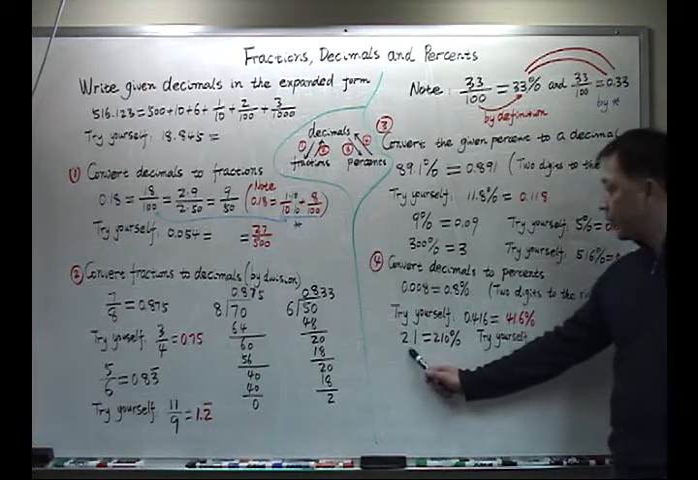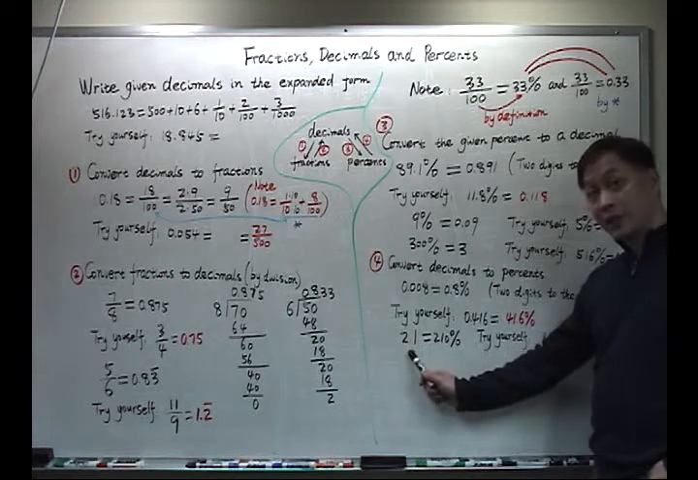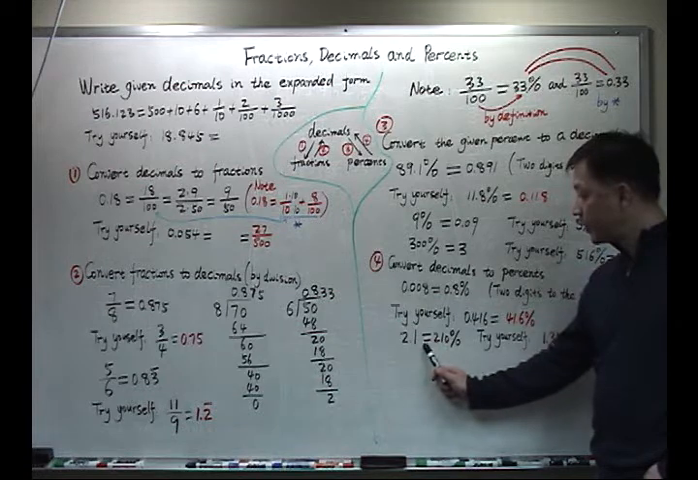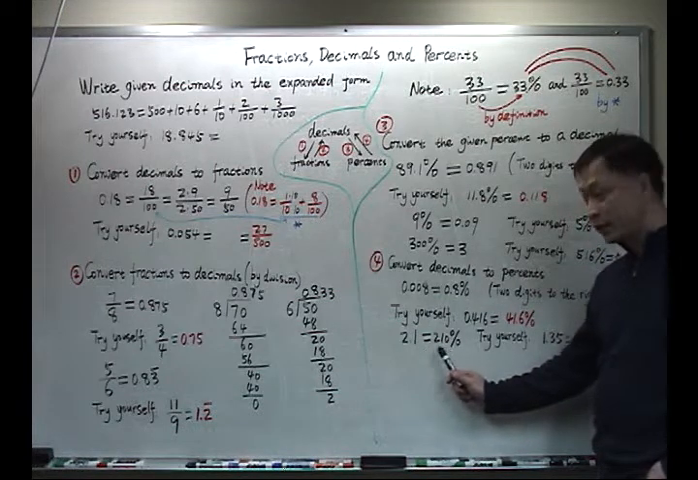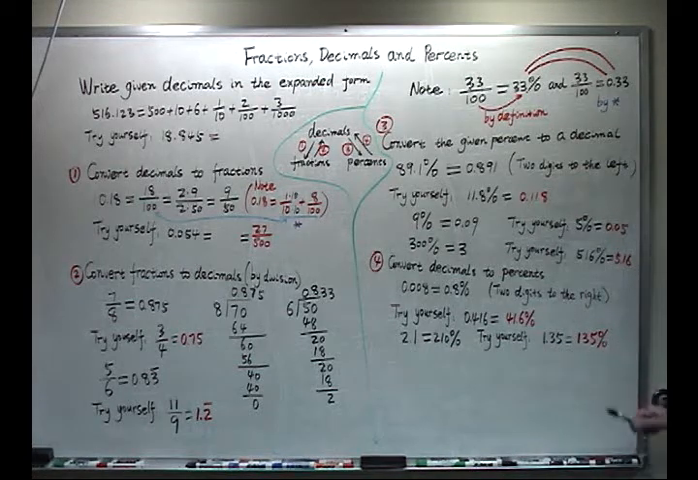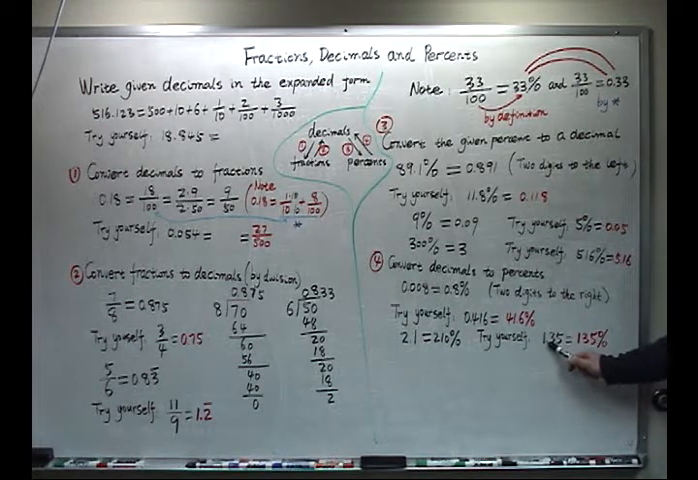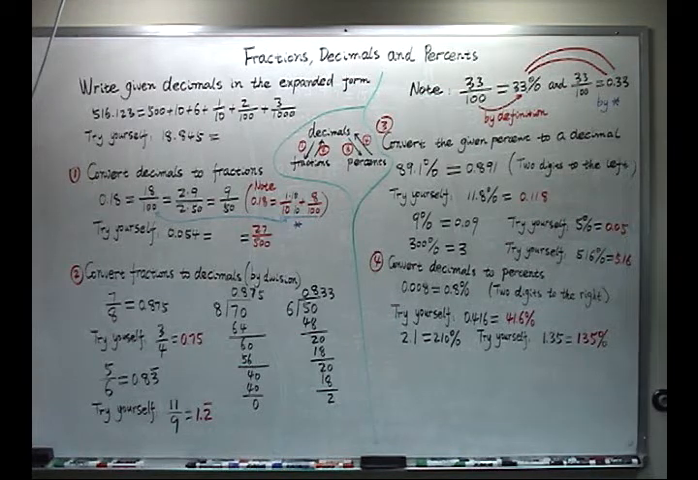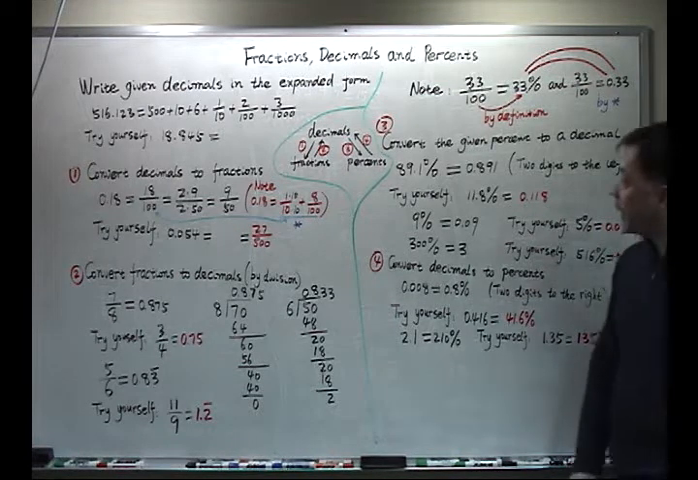Now, 2.1, 2 digits to the right. 1 digit gives you 21, 2 digits gives you 210. So 210%. Then try this one yourself. The decimal point is right here, 2 digits to the right. 1.35 is going to be 135 point. So actually 135%. Okay? So here we have the relationship.